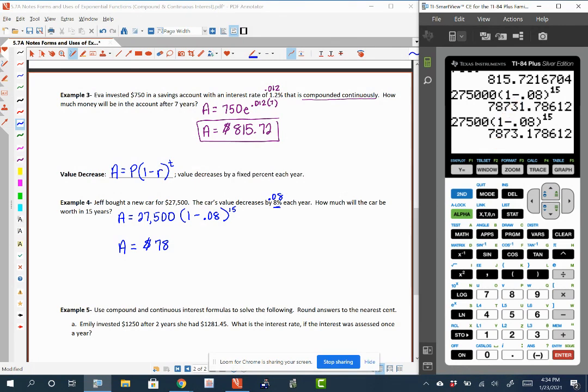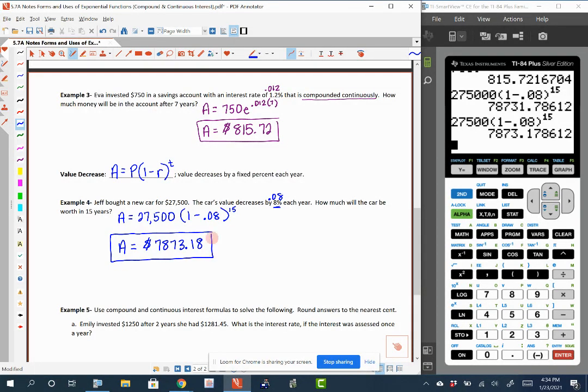So $7,873.18, because we would have an 8 that rounds that 7 up. So if Jeff bought this car, 15 years later, it would be worth just a little under $8,000, which is a lot of money to lose, especially when it starts with $27,500. But this does happen to a lot of cars.